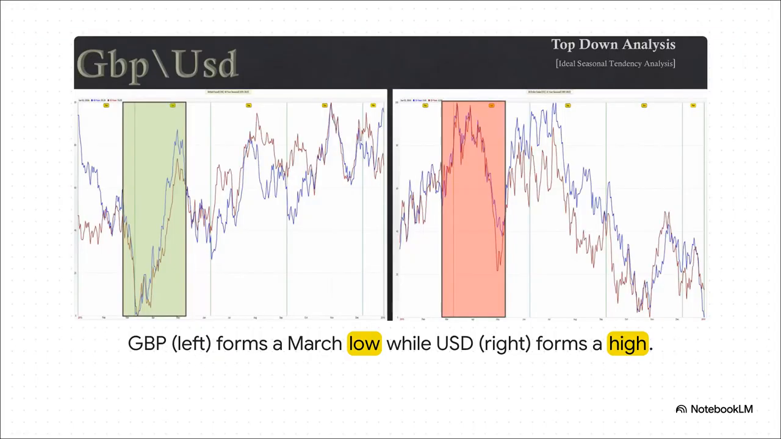And here is what that looks like on the charts for the British pound versus the US dollar. I mean, look at this. On the left, you can see the pound forming its March low and starting that climb. On the right, the dollar is doing the exact opposite. It's peaking and starting to fall. That beautiful alignment is what creates such a high probability setup.